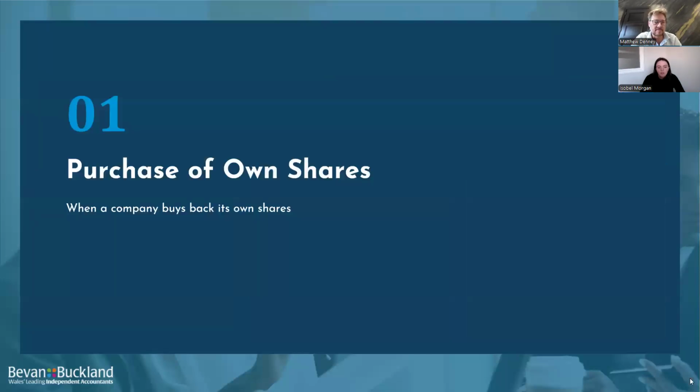Of course. So, as Matt's mentioned, the first thing we're going to discuss is a purchase of own shares, otherwise known as a share buyback. This is one of the more commonly used restructuring tools, and it's particularly relevant where a shareholder needs to exit a company.